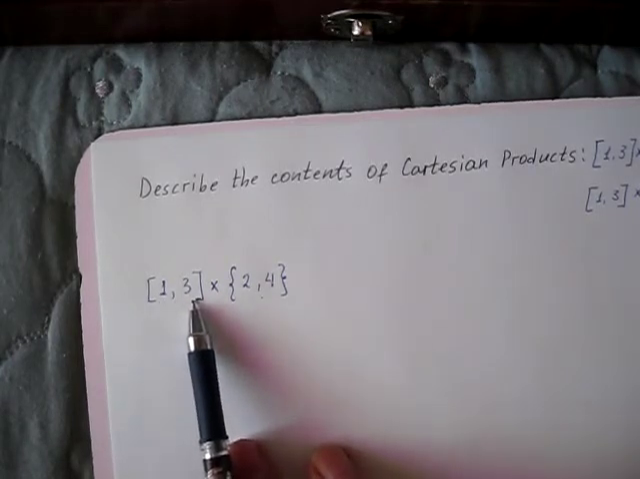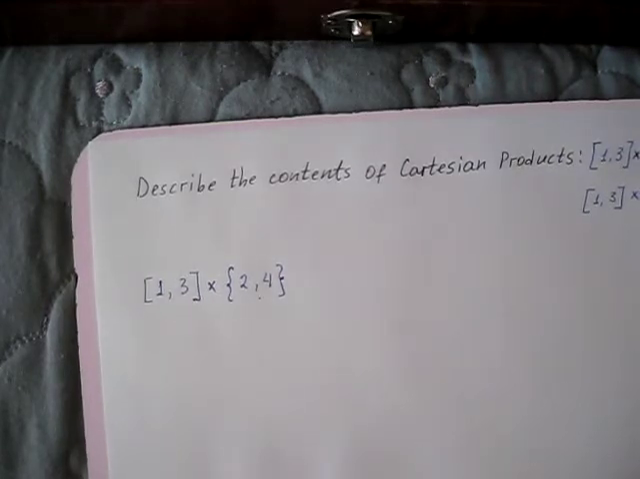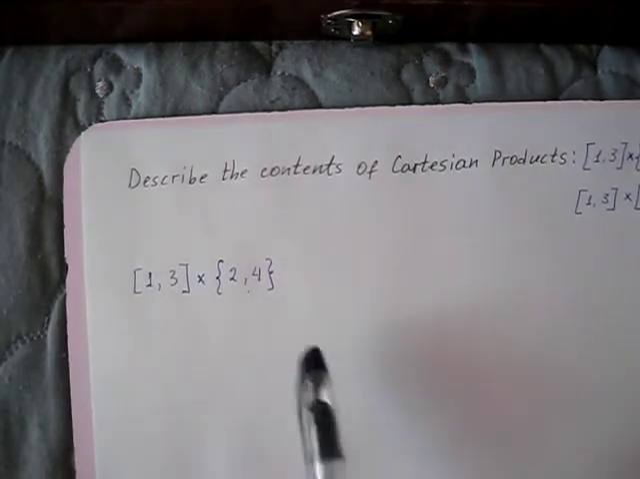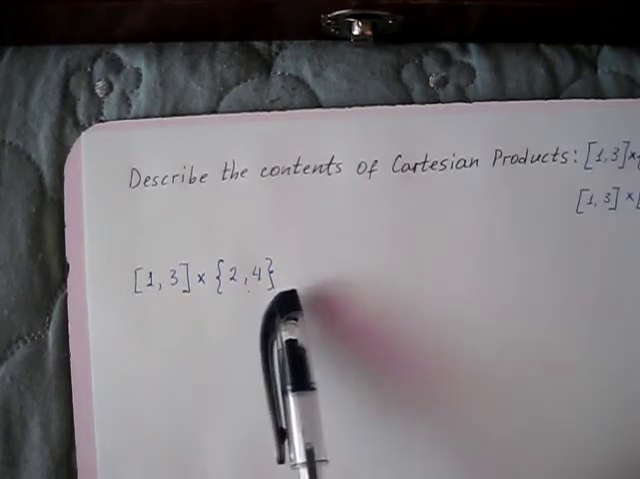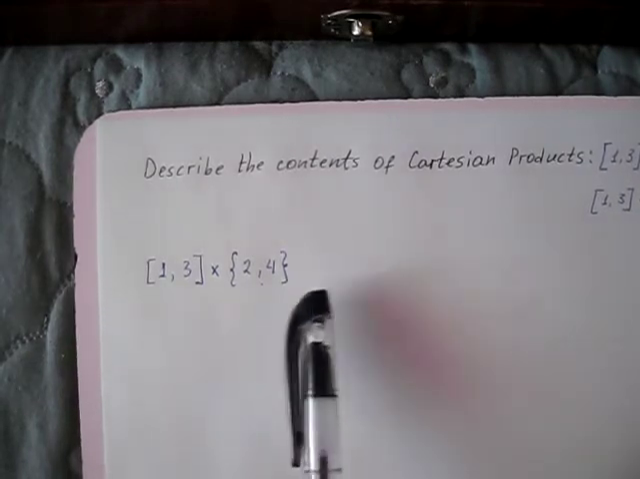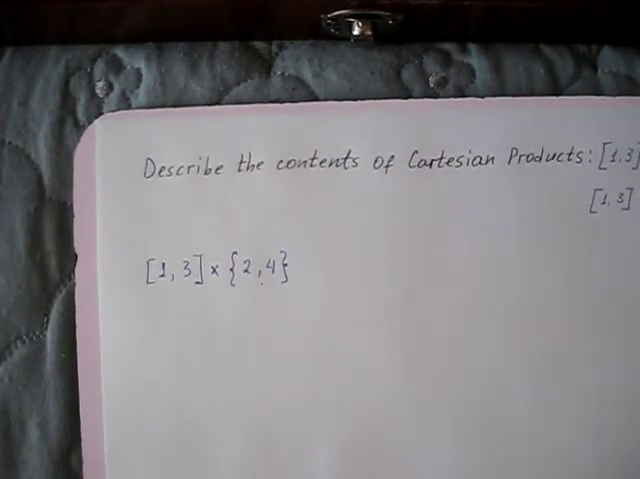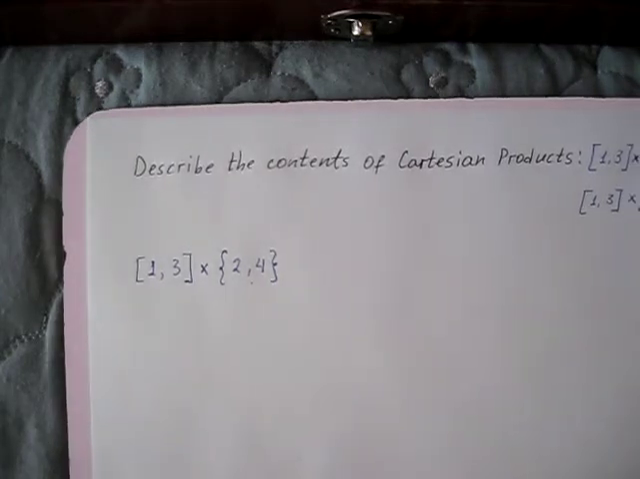Between 1 and 3 there could be infinitely many numbers, and it will be difficult for us to write the list of ordered pairs explicitly. So we will use set builder notation to describe this kind of Cartesian product.